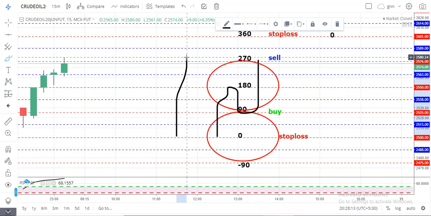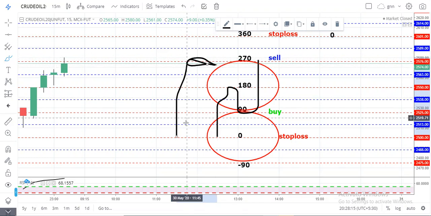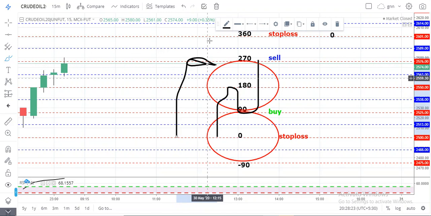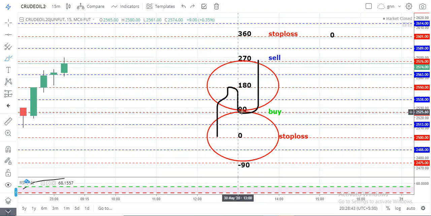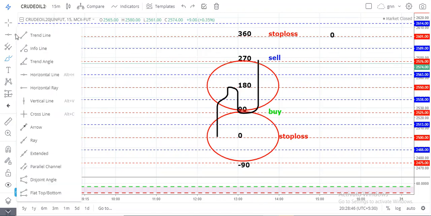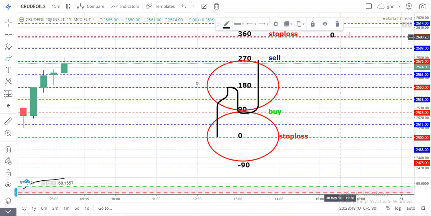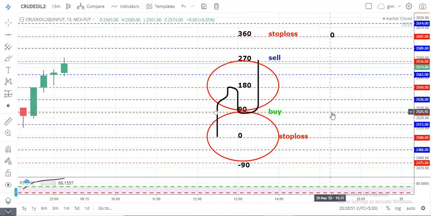I suggest don't sell at 270 degree when price is moving without giving a retracement. If you go for a sell, there is more chance of the stop loss getting triggered at 360 degree. There is more chance if price is moving in a straight line. If it moves like that, then definitely there is a chance to get stopped out. So always wait for a retest, and take a buy entry when price is moving upward.